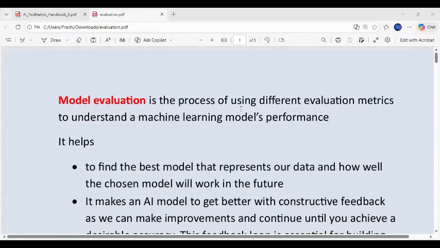So, here is a small briefing on the chapter on evaluation. Hopefully, it will make your doubts clear.